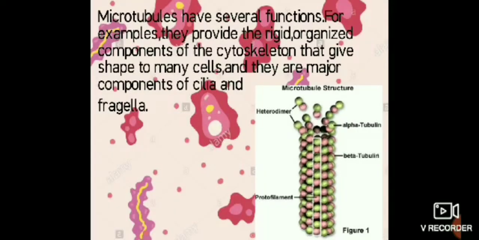And we have the microtubules. Microtubules have several functions. For example, they provide the rigid organized component of the cytoskeleton that gives shape to many cells. And they are major components of cilia and flagella. And we have also a picture of this.